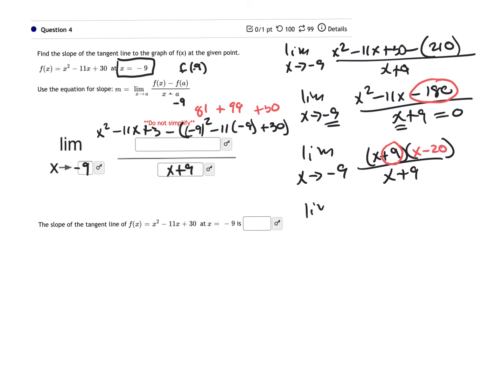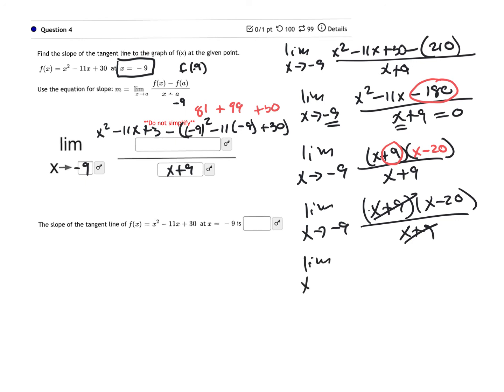So now we have the limit as x approaches -9 of x plus 9 times x minus 20 over x plus 9. Well, now the x plus 9's cancel out, so I'm left with the limit as x approaches -9 of x minus 20. So now I can just go ahead and put negative 9 in place of x, and my answer will be negative 29.